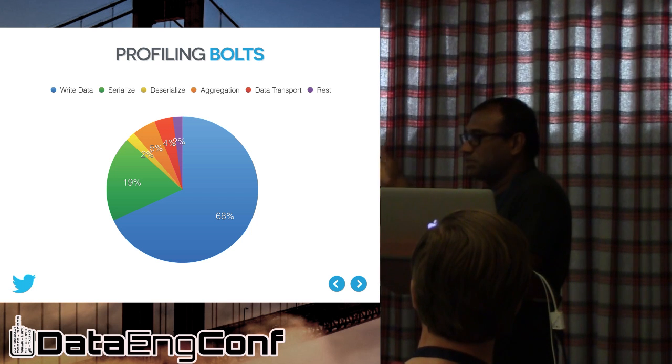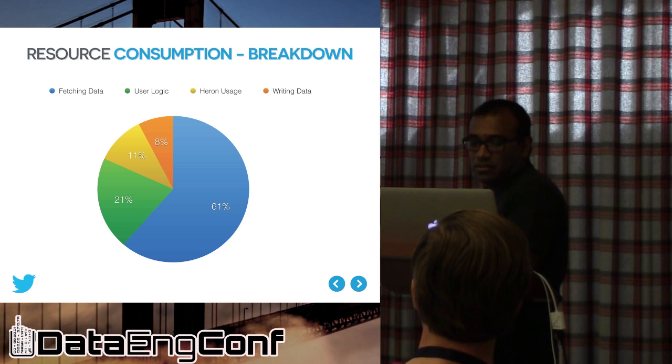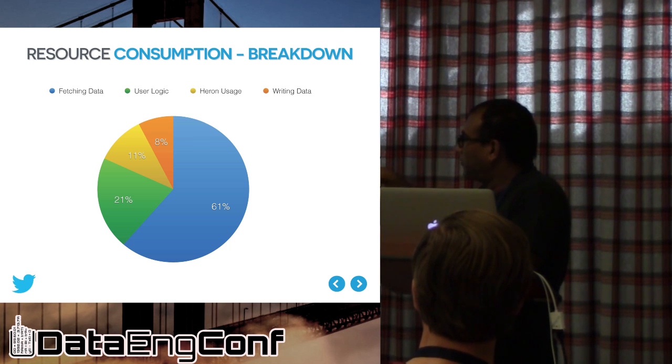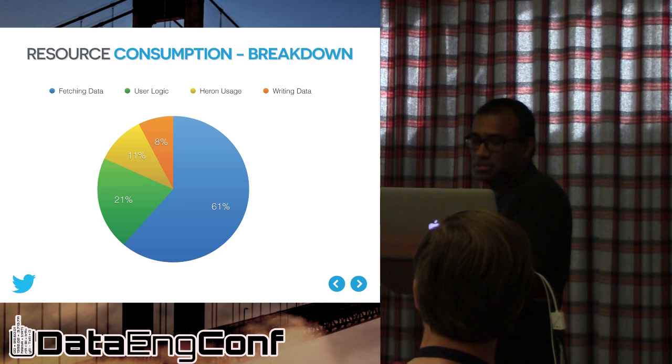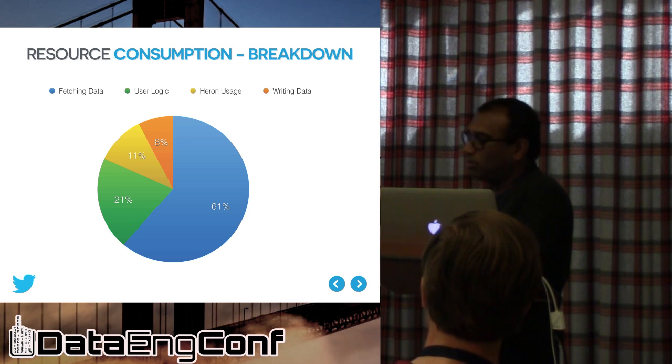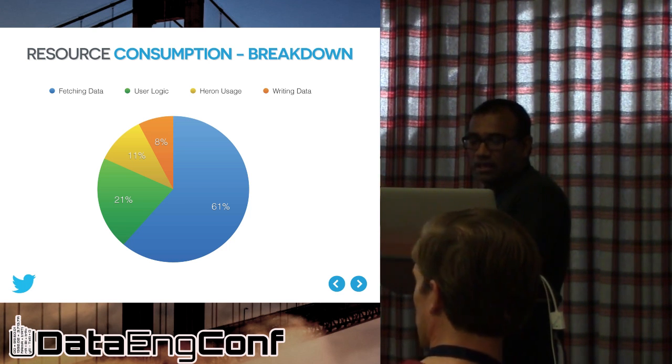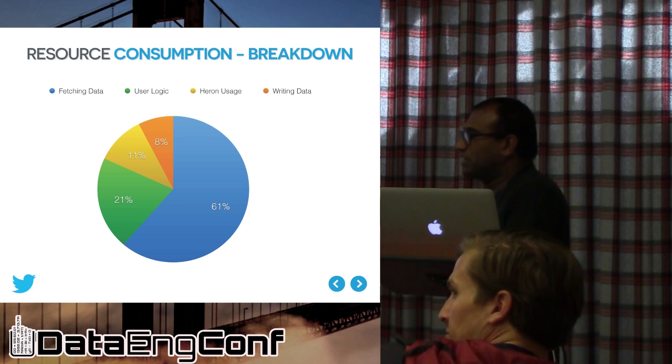Simple aggregation computations and all the various things are noise. If you look at the overall cost, fetching data is around 61%, the user logic where you do your work is 21% of the whole cost, Heron overhead is close to 11%, and 8% is writing data. So that is the split.